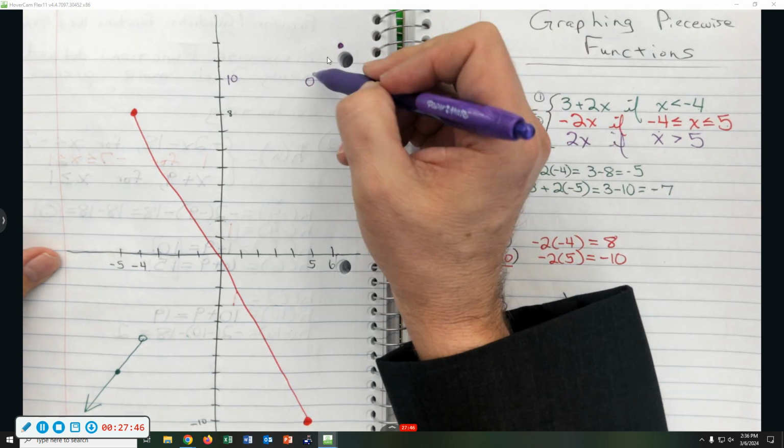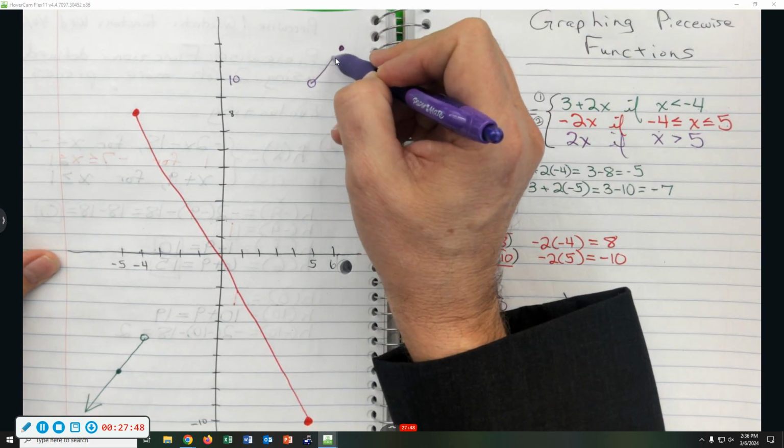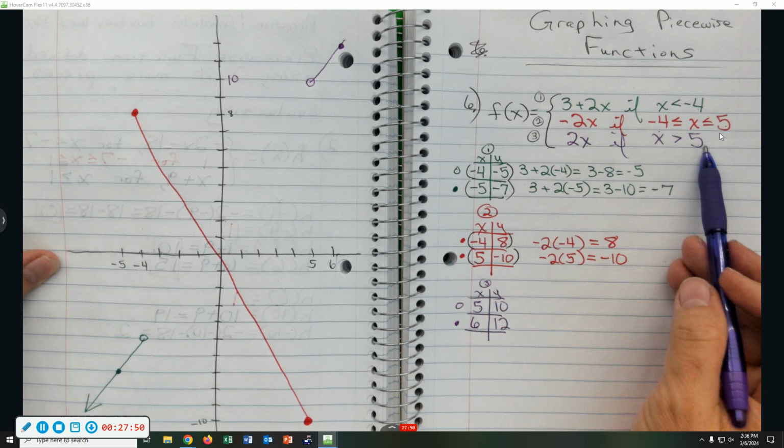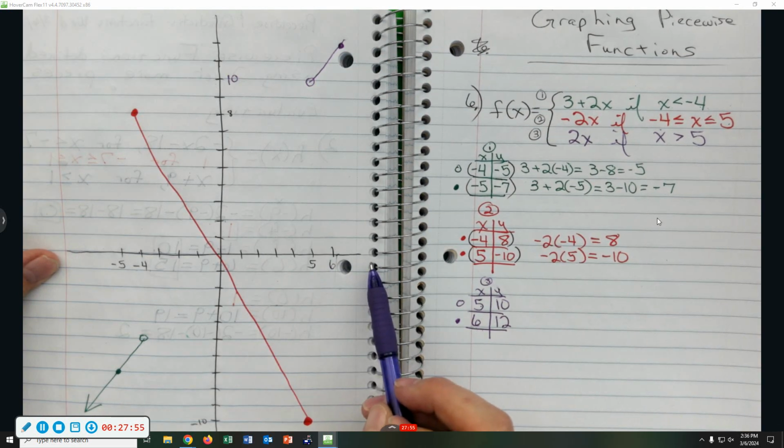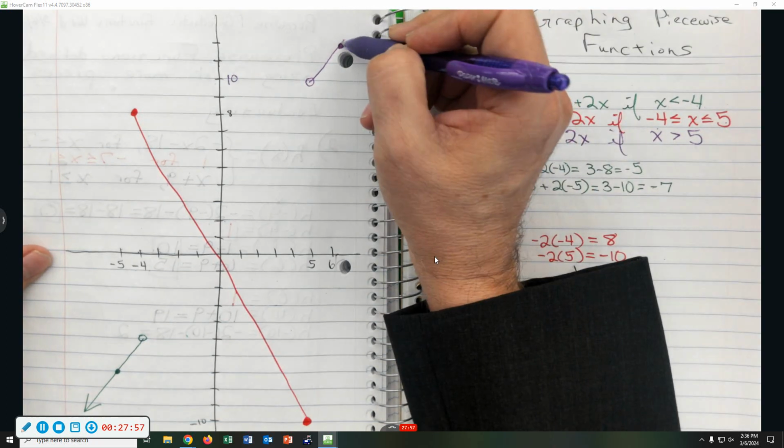We start at our cut point. It goes to the right. Does this x greater than 5? Does that interval stop? No, it's going to keep going to the right.